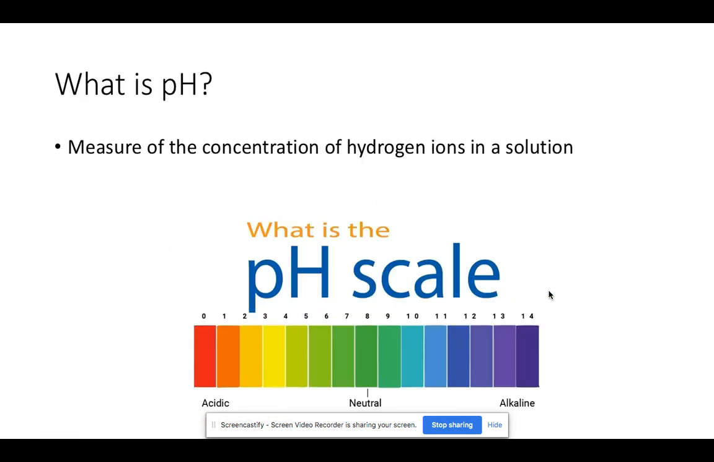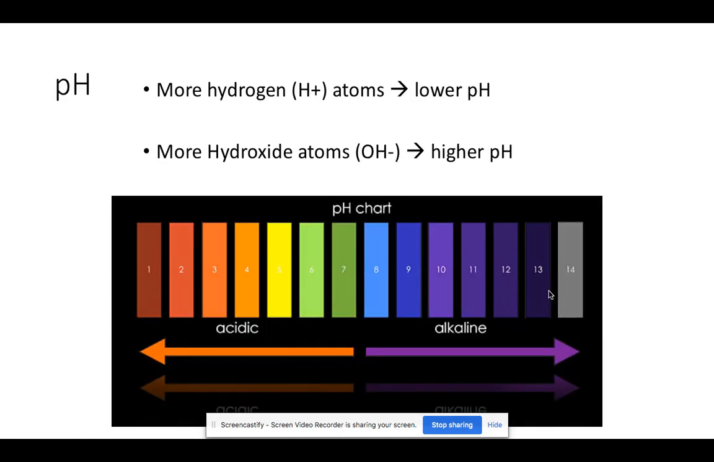So pH is a measure of the concentration of hydrogen ions in a solution. The more hydrogen ions, the lower the pH, so it's considered very acidic. The more hydroxide ions, the higher the pH. So that's where we come for basic. So our acidics are lower on the scale and our basics are higher on the scale.